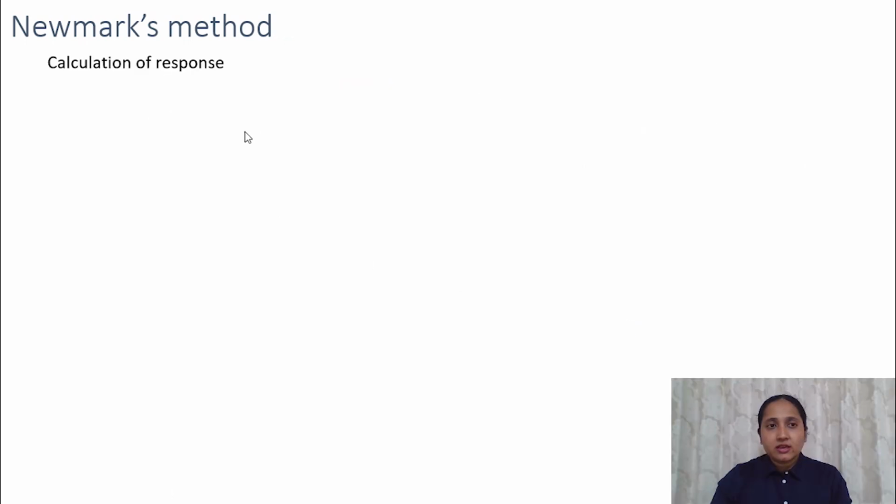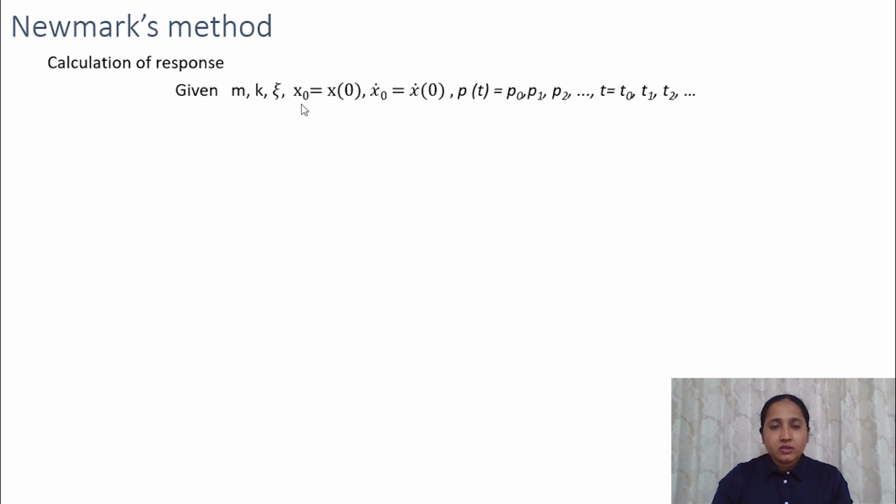Now let's see how the response is calculated using Newmark's method. As we have seen earlier, we will have the system properties: mass, stiffness and damping values. We'll also know the initial conditions, and the force will also be known to us. Using these, we can do some initial calculations, and the time step is calculated as the time difference between two consecutive time instants, that is ti plus 1 minus ti.